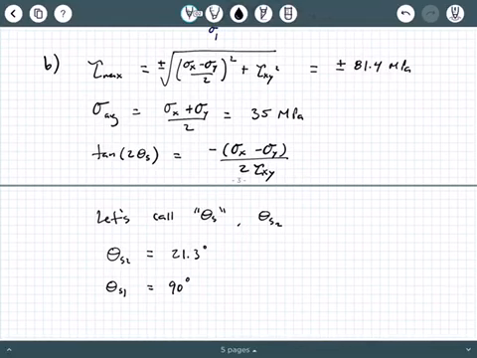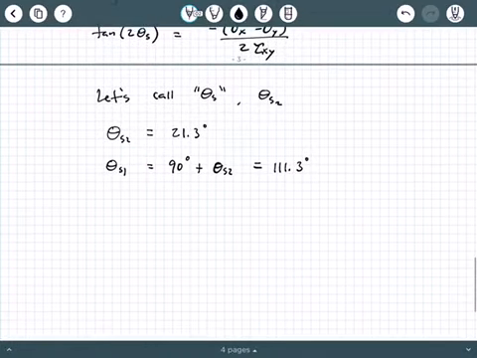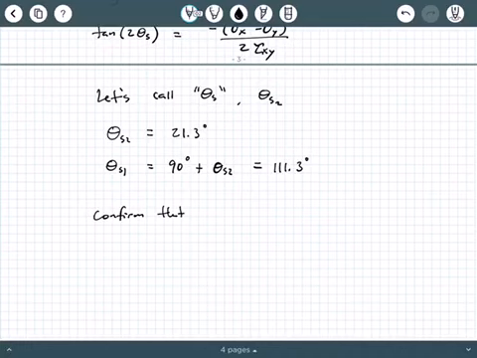So we do some rearranging, and let's call theta s2, similar to what we did before. Solving for this, we get theta s2 equals 21.3 degrees. So theta s1 will be 90 degrees plus theta s2, which I get 111.3 degrees. So mathematically, again, very similar. I would suggest you punch this through yourself. Don't just trust me. Punch it through yourself.